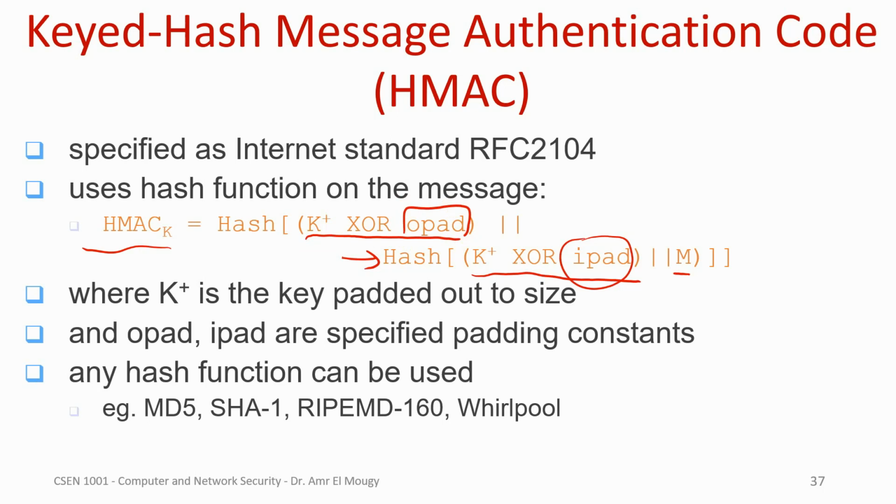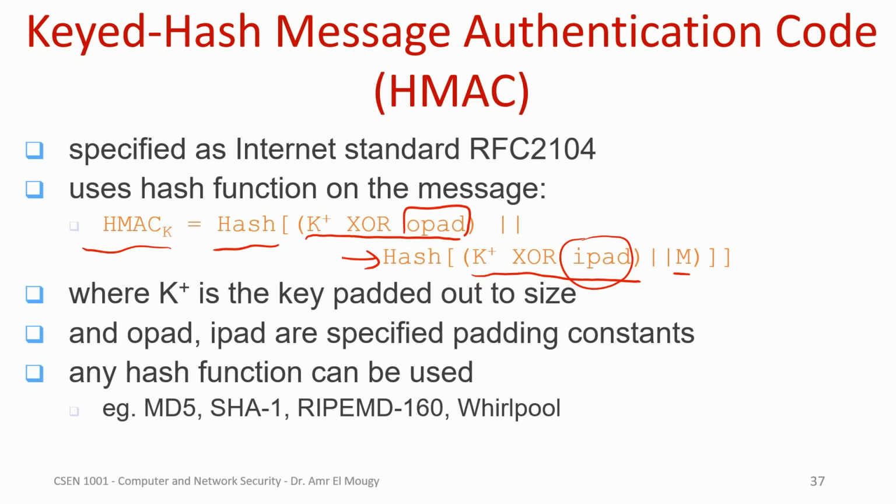OPAD and IPAD are constant values. They do not change in the encryption of any message or with using any key. They're just constant values in the algorithm itself. Okay? So the result is then hashed again, and this becomes the MAC. So HMAC has two steps of hashing. One of them hashes the message concatenated with the key XORed with IPAD, and then the result of that is concatenated with the key XORed with OPAD and hashed again.